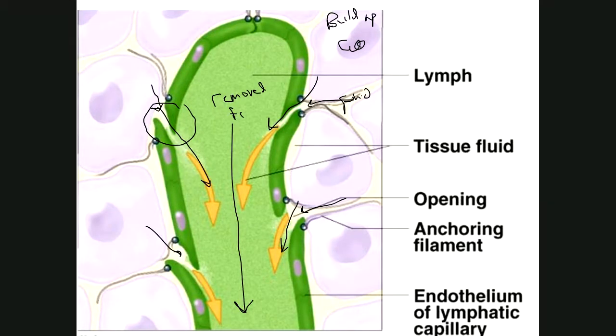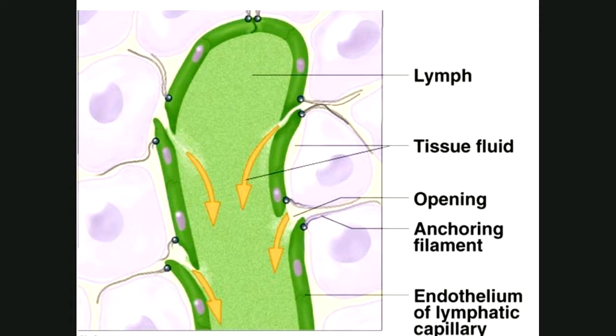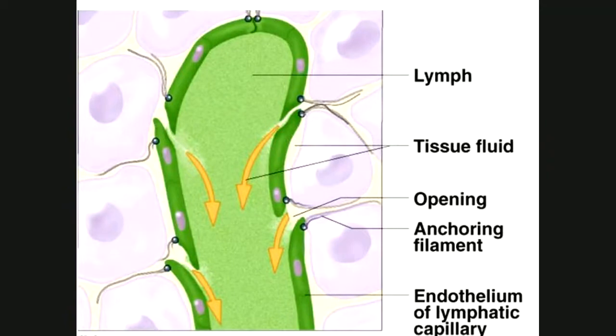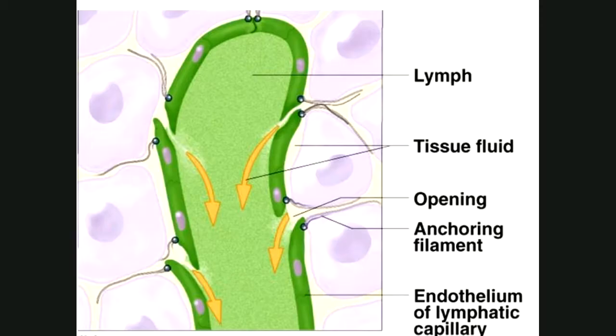As soon as the fluid gets inside a lymphatic vessel, it's not called tissue fluid anymore. It's called lymph. So that's what lymph is. All it is is the liquid portion of blood that leaked out of the blood capillaries into the tissue spaces and then entered the lymphatic capillaries. That's all it is. Any questions about what lymph is?